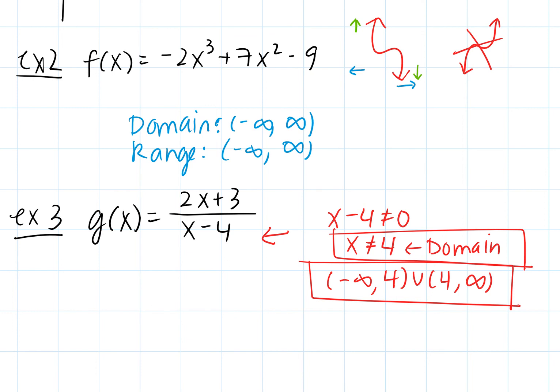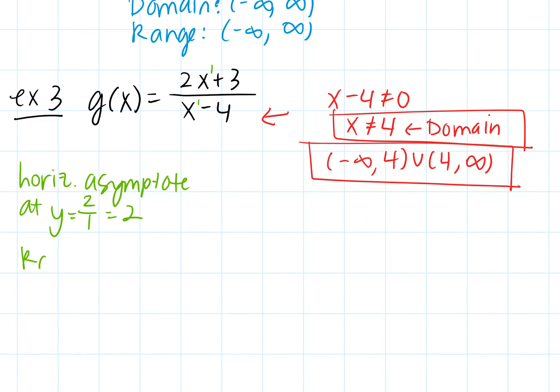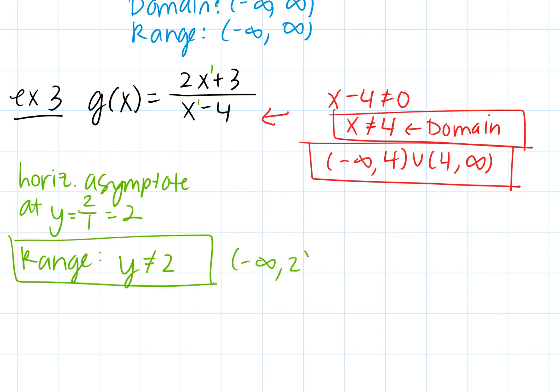And you've got to remember, for horizontal asymptotes, I'm thinking the numerator is degree 1, the denominator is degree 1, so they grow at the same rate as x is approaching positive or negative infinity. So I know that this function has a horizontal asymptote at y = 2/1, or y = 2. Therefore, the range is everything other than 2, or negative infinity up to 2 union 2 to infinity.